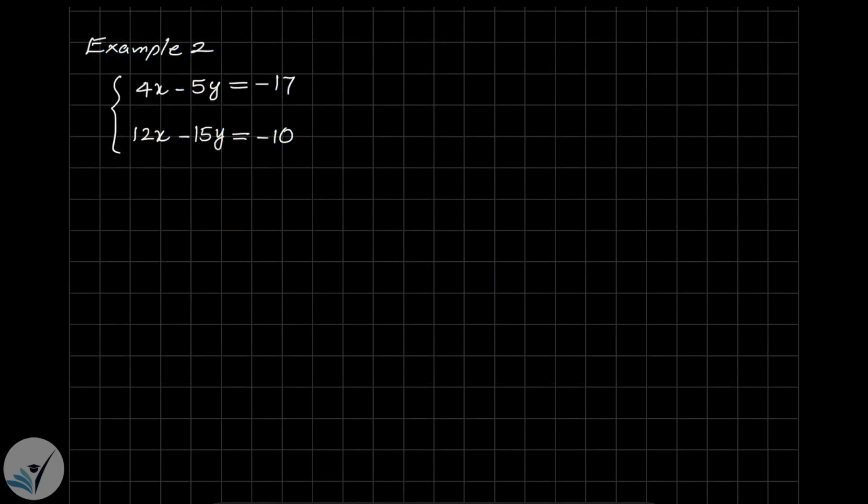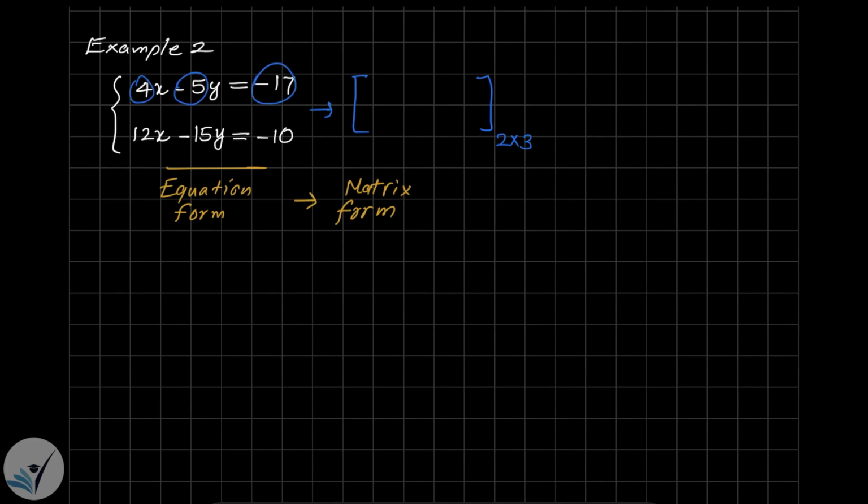In the second example, we have 4x minus 5y equals negative 17 and 12x minus 15y equals negative 10. This is the equation form. And as we did in the previous example, we need to change it to matrix form. So the matrix form would be a 2 by 3 matrix. On the first row, we have 4, negative 5, and negative 17. On the second row, we have 12, negative 15, and negative 10.